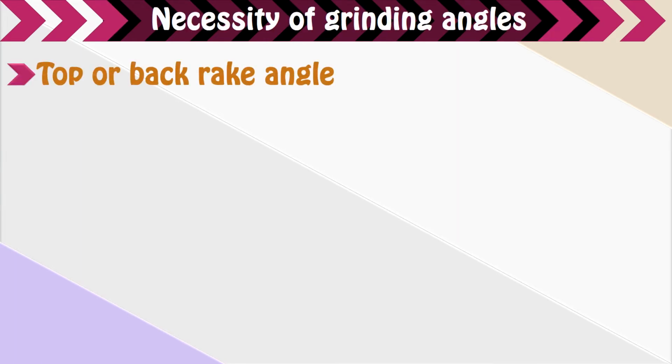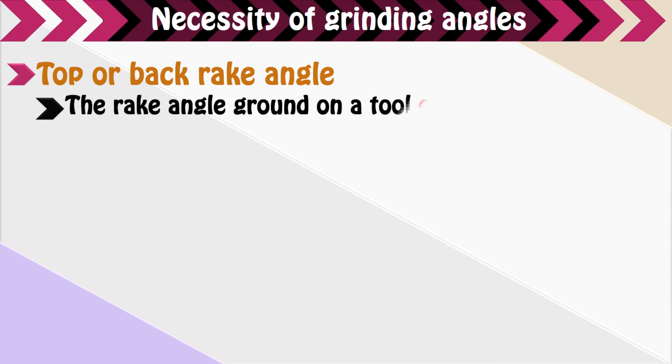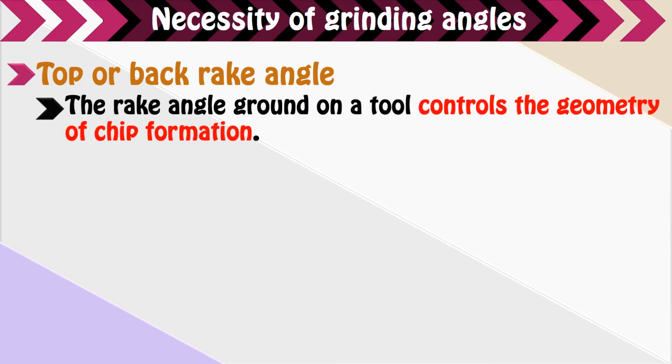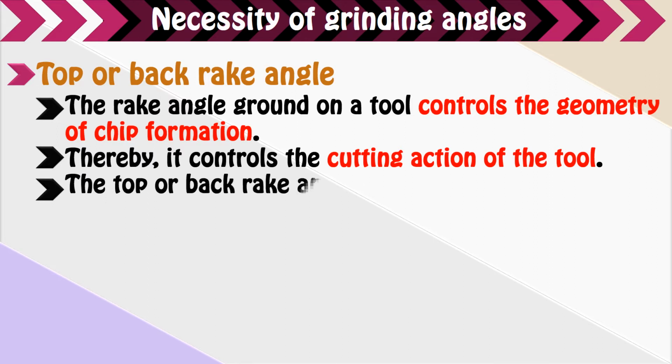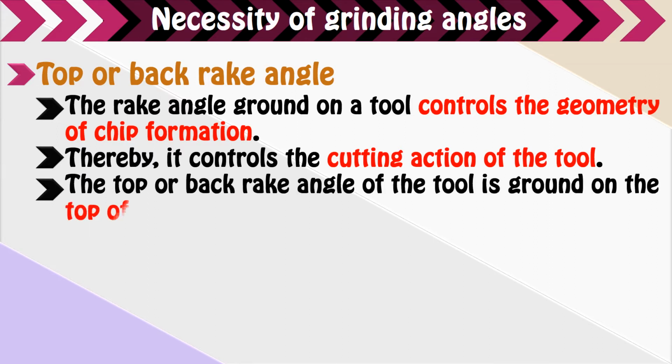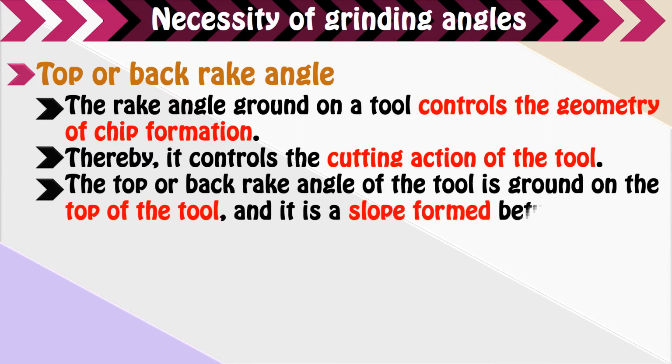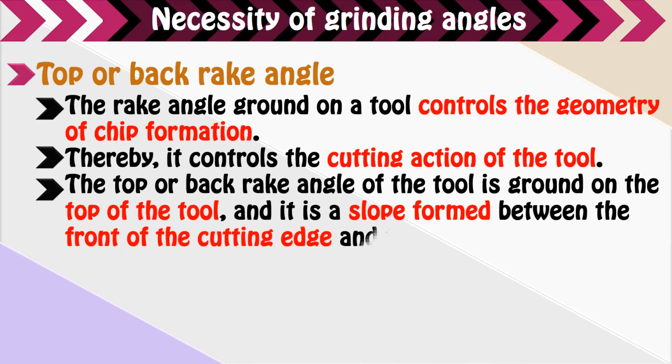Let's see about top or back rake angle. The rake angle ground on a tool controls the geometry of chip formation. Thereby, it controls the cutting action of the tool. The top or back rake angle of the tool is ground on the top of the tool, and it is a slope formed between the front of the cutting edge and the top of the face.